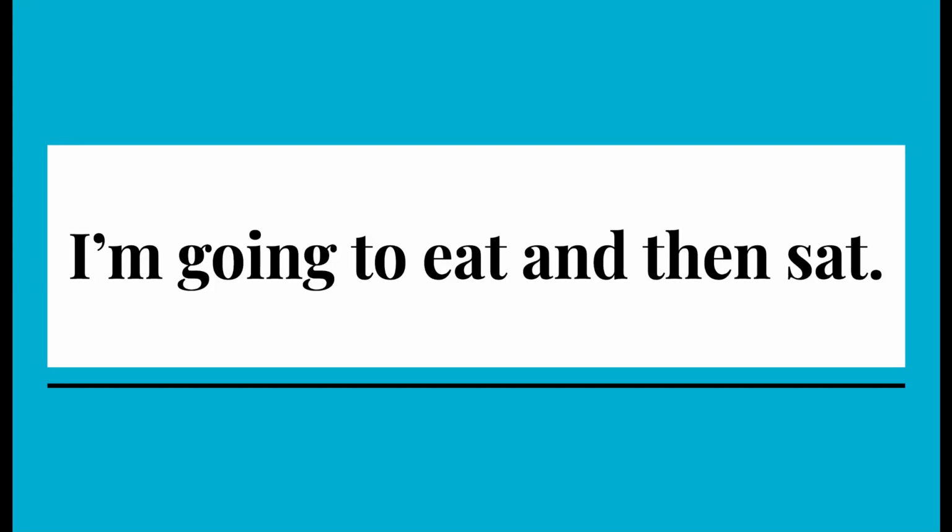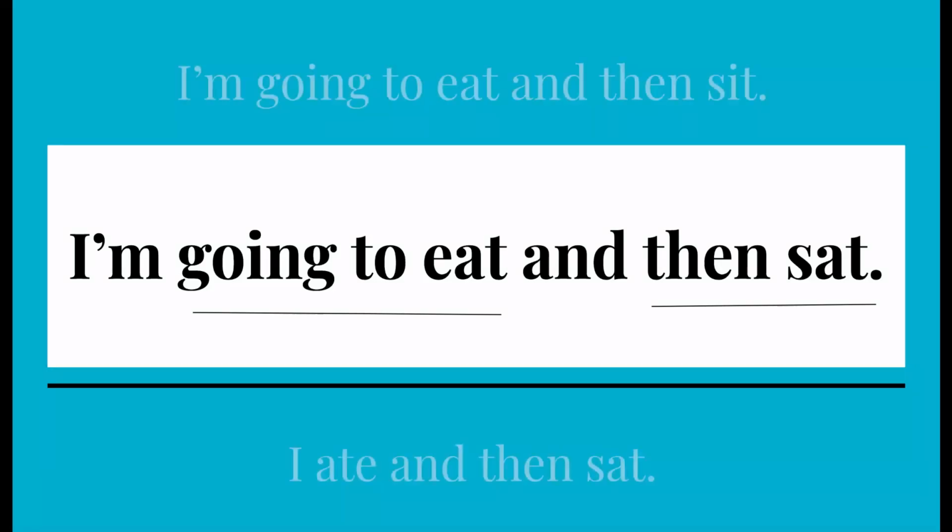Tense also matters. So let's read this sentence. I'm going to eat and then sat. We want to be careful not to switch tenses in a sentence. Going to eat tells us that I will do something in the future. I'm going to eat. Sat tells us I already did something. I sat. We can make this parallel by saying one of two things. I'm going to eat and then sit, or I ate and then sat.